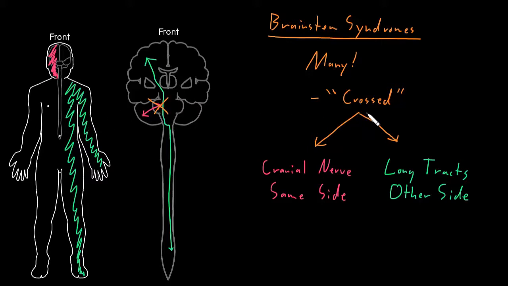So I think you can see why it got this nickname of a crossed syndrome, because we have these abnormalities on the right side of the head and the left side of the body. And the reason for that is involvement of a cranial nerve on the same side as the lesion, and involvement of a long tract. The long tract itself is also involved on the same side of the lesion. But since the long tracts cross to perform functions on the other side of the body, we see those abnormalities on the other side of the body.